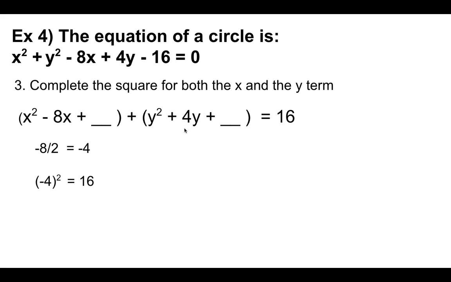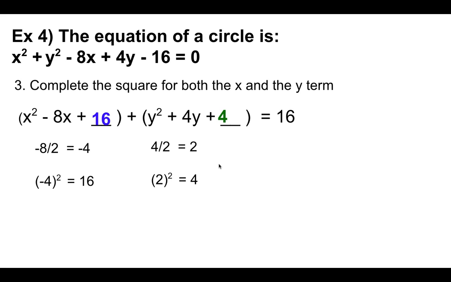I'm going to do the same thing for my y value, and complete the square for the y value. My b value here is 4. Again, divide that by 2 and then square it, which gives me 4. So I'm going to write in 16 and 4.